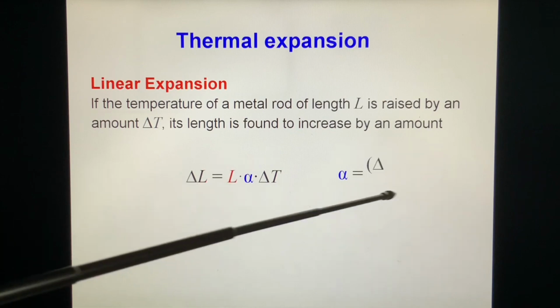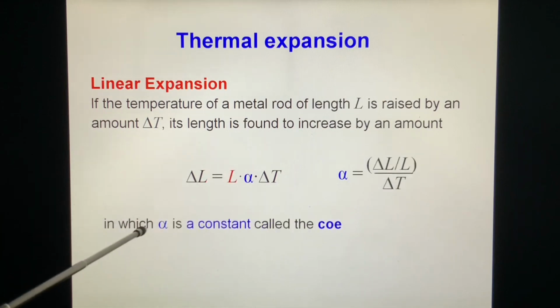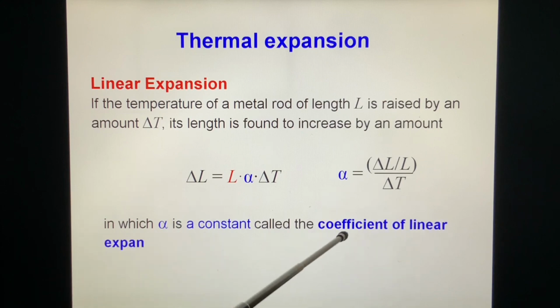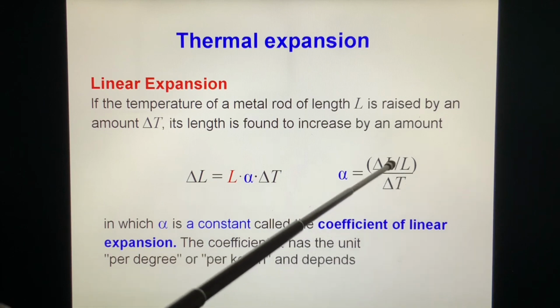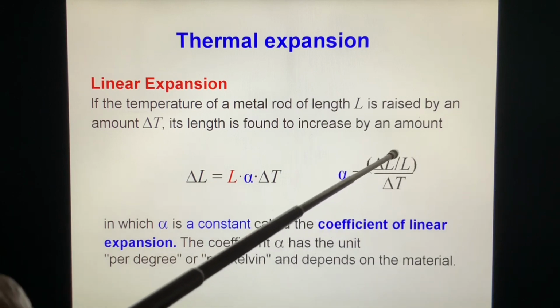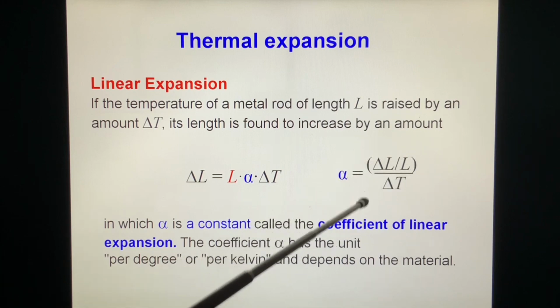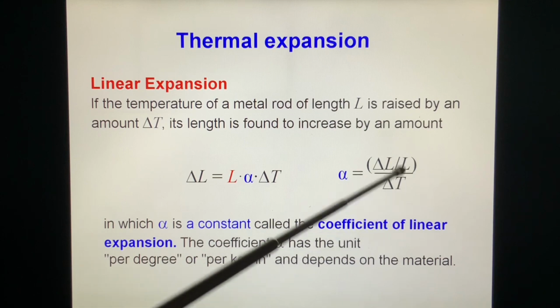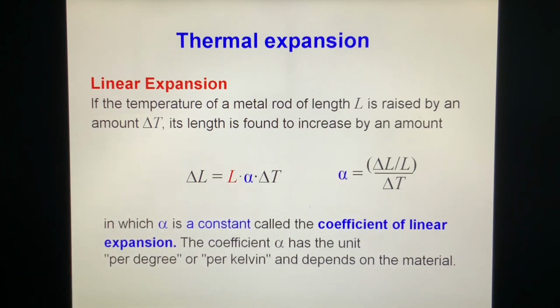over L over delta T. This alpha is a constant called the coefficient of linear expansion. The coefficient alpha has a unit. Delta L over L is a percentage, which has no unit, and delta T is in degrees. So alpha is called per degree or per Kelvin. Different materials have different alpha. We can check from the book.